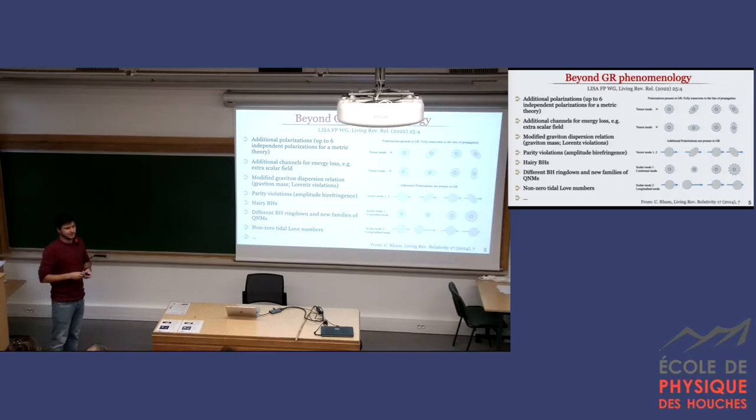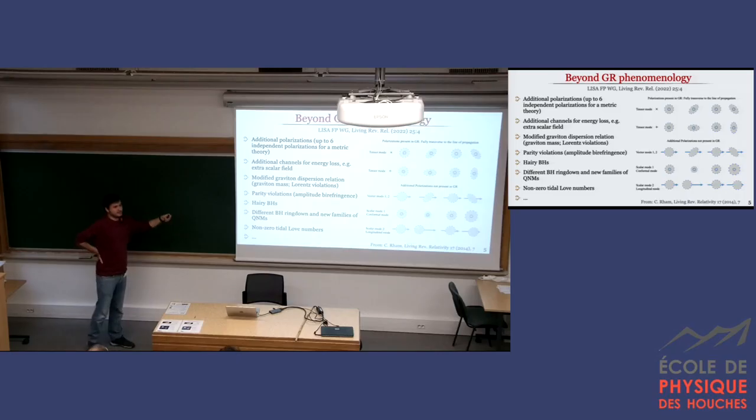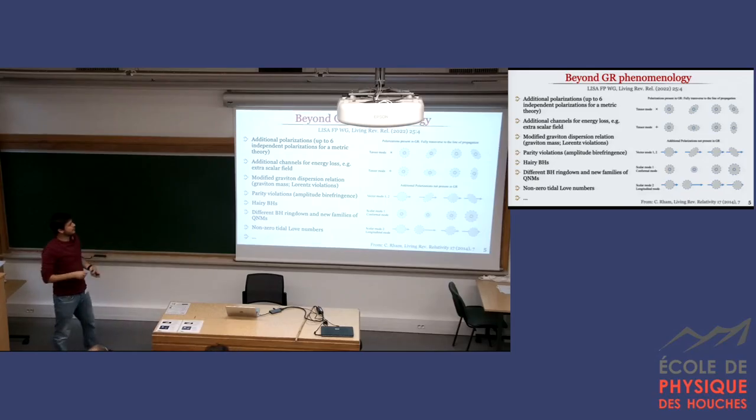You modify basically all your orbit decays. But so you have also the modified dispersion relations, for example, adding a mass to the graviton, violating Lorentz symmetry, etc. Something else that can happen, so in particular there's a theory called dynamical Chern-Simons where you have parity violation. What this does is that it makes H plus and H cross travel at different speeds, and it leads to this amplitude birefringence.